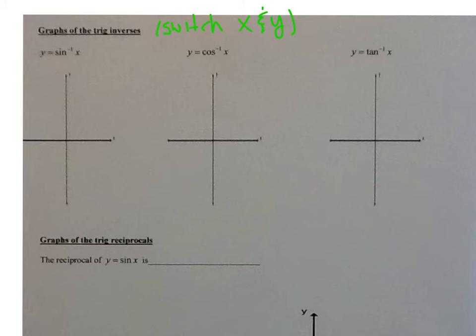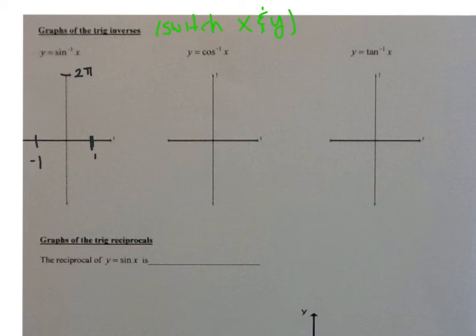Right? We switch x and y. So if I'm switching x and y, that means for my normal sine curve, if you need to look back at the page before, my y-axis was up 1 and down 1. So now my x-axis is going to be to the right 1 and to the left 1. And instead of my x-axis having my radian measure, that's now going to go on my y-axis.